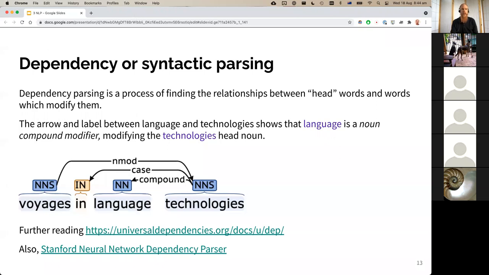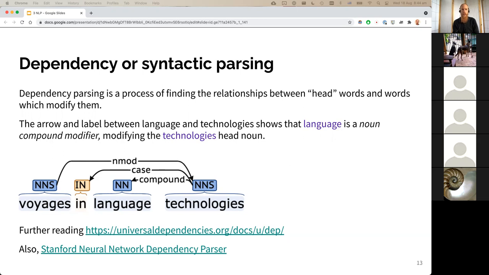So these dependency trees can become extremely complex. This is a fairly simple one, just using the Voyages in Language Technologies phrase. Again, there's a link on the page there that you can try this with your own input text. The arrows in the diagram represent the relationships, and the part of speech tags tell us a little bit about how that phrase is made up.